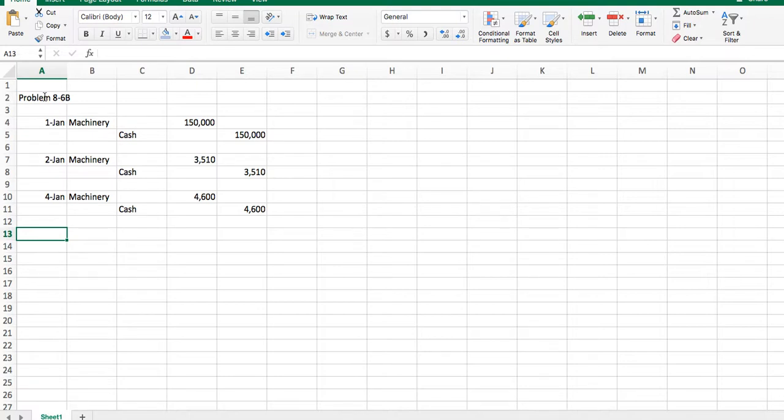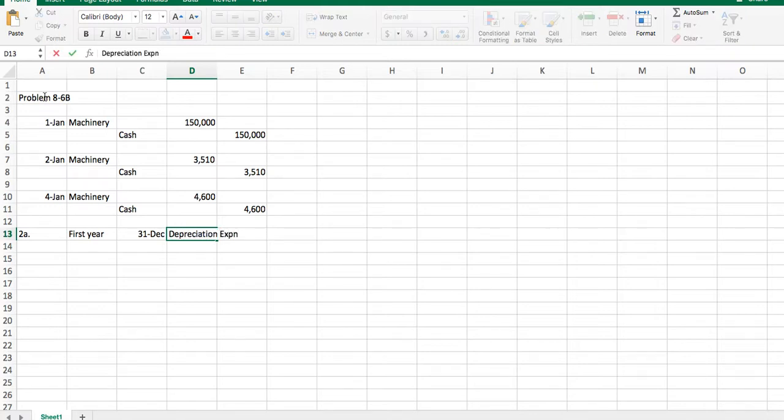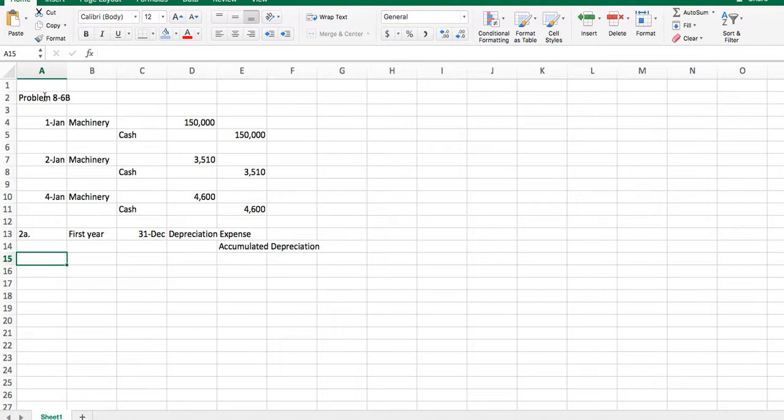Okay, then it asks us to prepare journal entries to record depreciation on the machine at December 31st in its first year of operations and in the year of its disposal. And so in 2A, first year, on December 31st, we have depreciation expense and the accumulated depreciation, which shows up on our financial statements under the assets so that the readers of the financial statements can calculate the book value.